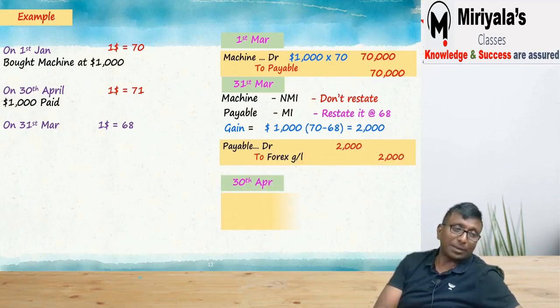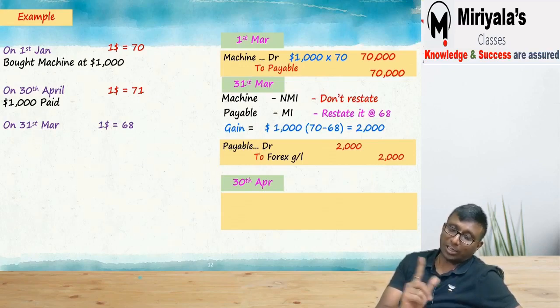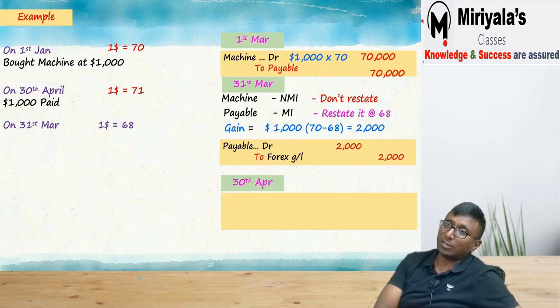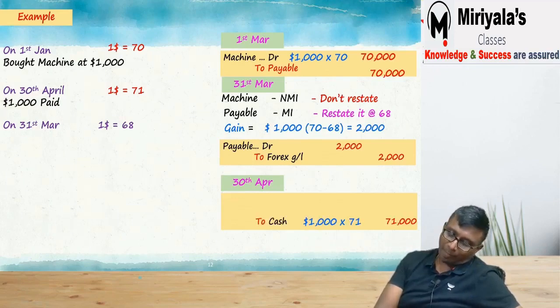On 30th April, what do you do, sir? How much amount do you have to pay? 71. So is it a gain or loss? Loss. You said the liability is 68,000, but you ended up paying 3,000 extra. 3,000 rupees is a loss.